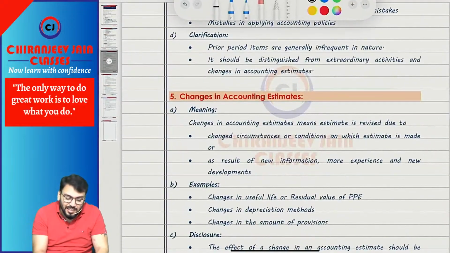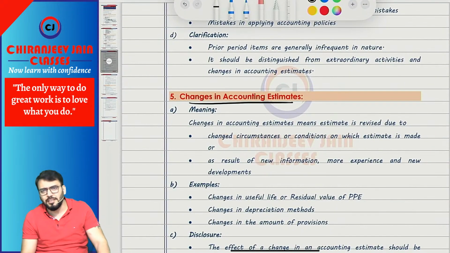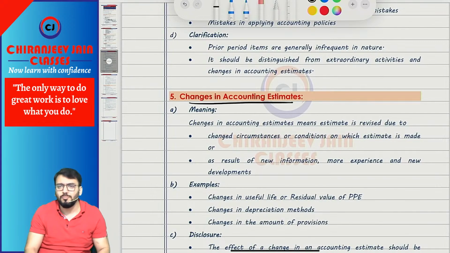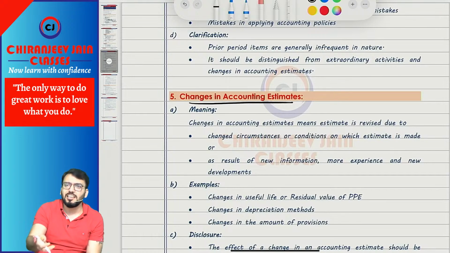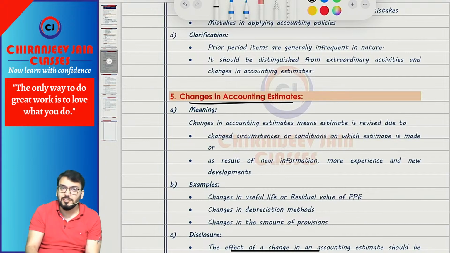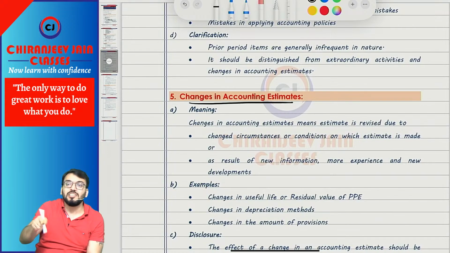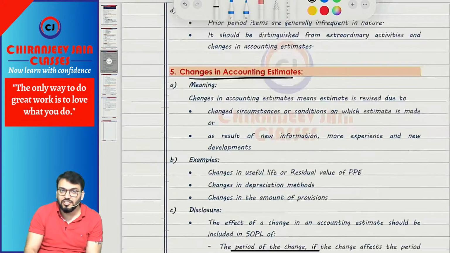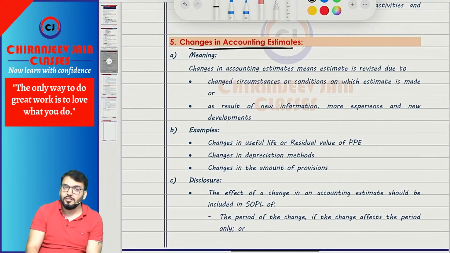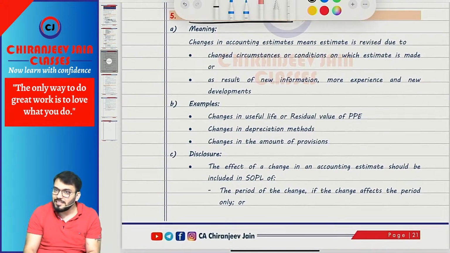The next point is changes in accounting estimate. What does changes in accounting estimate mean? We make a lot of accounting estimates for the preparation of financial statements. For example, depreciation calculation is an accounting estimate based on the estimation of useful life, estimation of residual value, and depreciation method. If that is changed, that becomes a change in accounting estimate. Whenever there is a change in accounting estimate, the effect of such change requires separate disclosure.